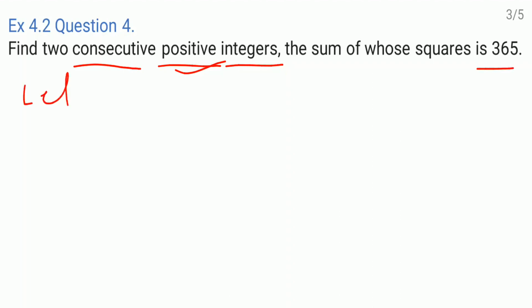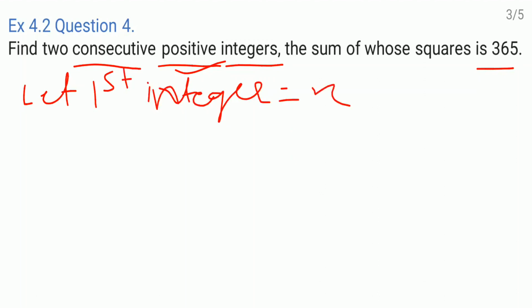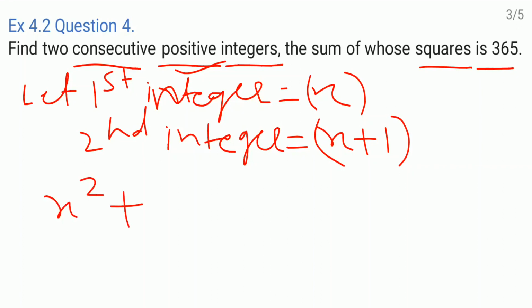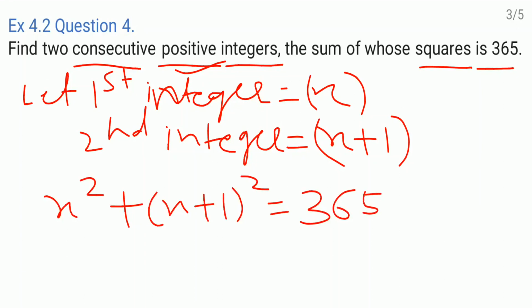So let the first integer be x, you can write down, and the second integer is equal to x plus 1. These are the consecutive integers. First is x, second is x plus 1. They are saying the sum of whose squares is 365. That means here x square plus x plus 1 bracket square is equal to 365.